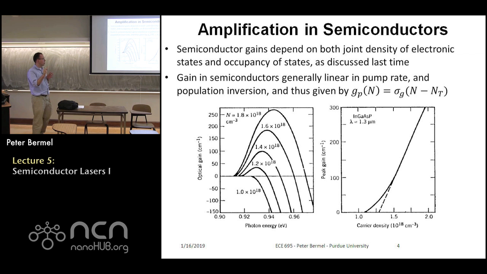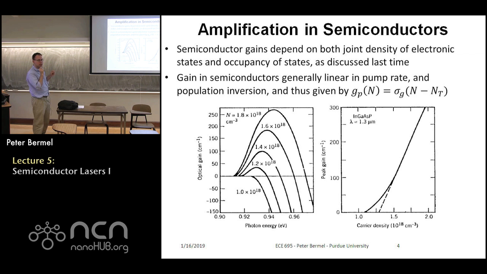And so the terminology is very critical. Just understand what each of these terms is. So n is the population inversion, and n_T is what we call the transparency population inversion. That's the level of population inversion needed for light to pass through without absorption or loss. Okay. And so any degree to which the population inversion is above that gives you gain.